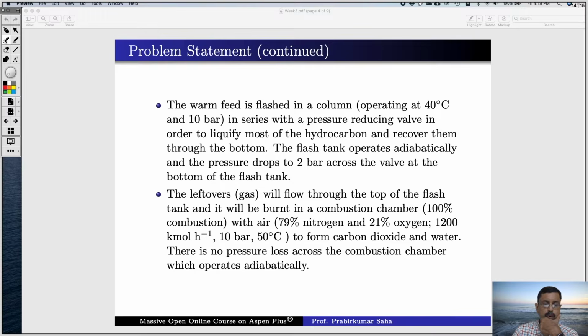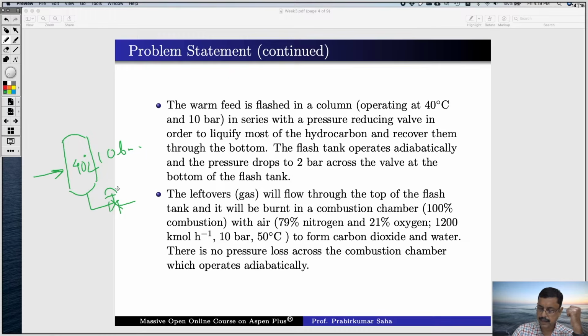Now this warm feed, because it has already passed through the heater, so now it is warm. The warm feed is flashed in a column. So there will be a column somewhere after the heater. So this is the heater output. So this will be flashed in this column operating at 40 degrees centigrade and 10 bar in series with a pressure reducing valve.